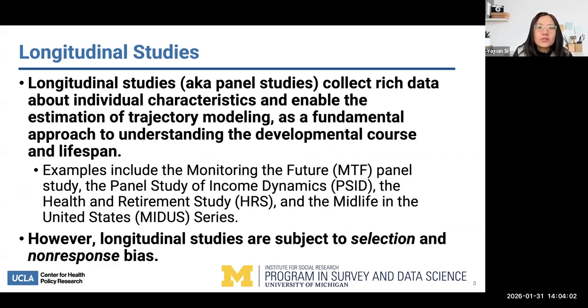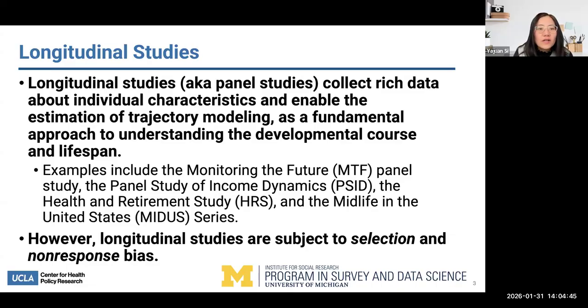So what are longitudinal studies? They are also called panel studies in survey research. We collect rich data about individual characteristics and follow them over time. This would allow us to estimate trajectories. If we are interested in behavior and health matters, we can look at the trajectory modeling. Longitudinal studies are one fundamental approach to understanding the developmental course and the lifespan.